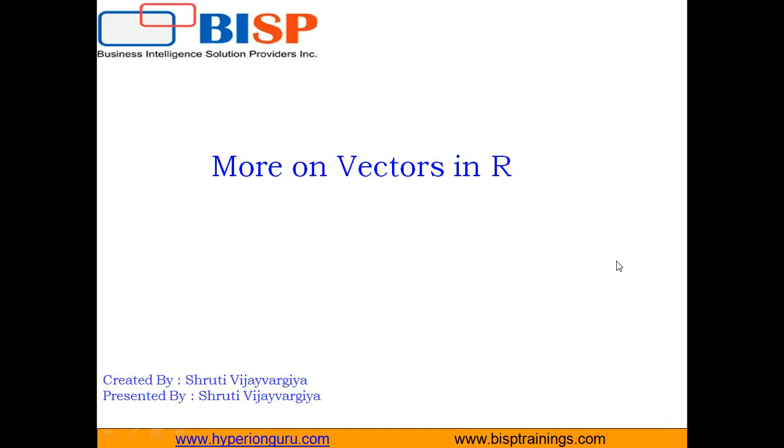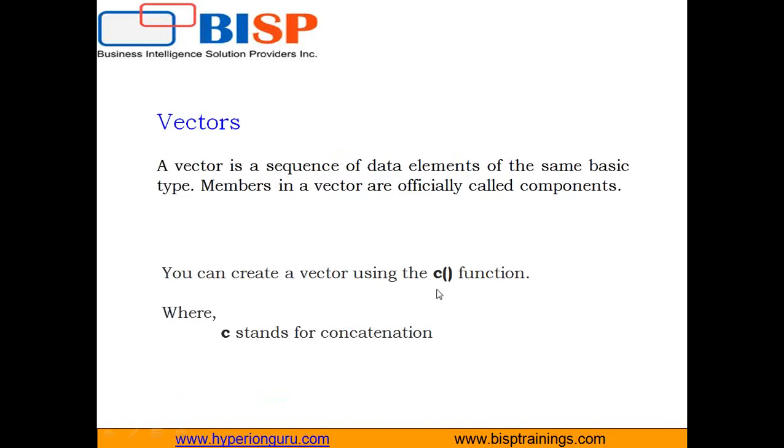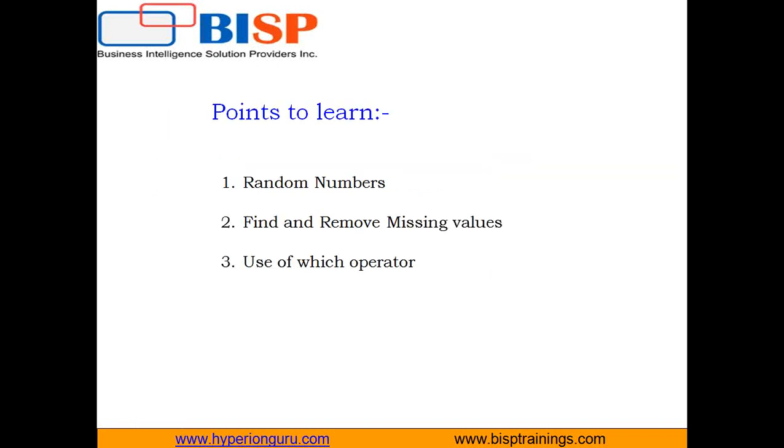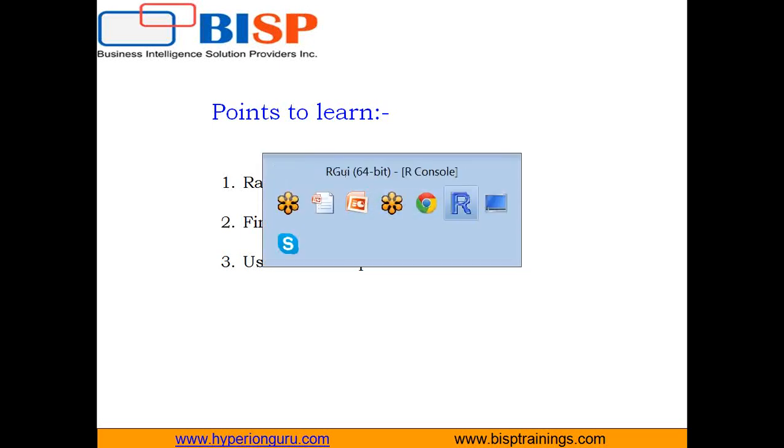So in this video, I am going to tell you about so many operations over the vectors. You are very well familiar with the vectors. Vectors are the sequence of data elements of the same basic type, and for creating a vector we use the C function. In this video, I am going to explain the random numbers, how to find and remove missing values over the vector, and the use of the which operator in a vector. Okay, so let's begin. Go to your R Studio.